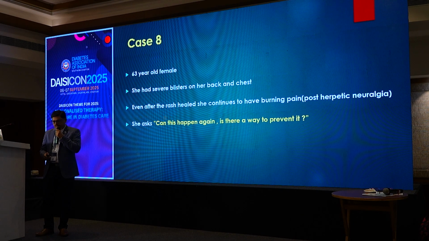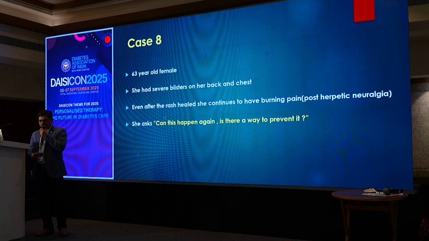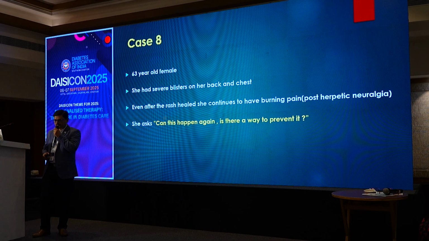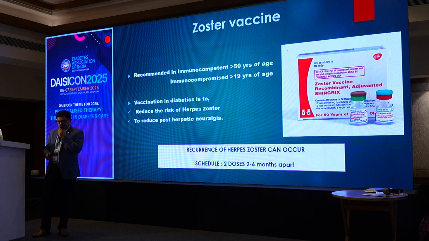So this is another case. A 63-year-old female. She has severe blisters on her back and chest. She has severe burning pain in the back. That is post-herpetic neuralgia. So she asks, can this happen again? How can I prevent it? So recurrence of herpes zoster can occur.